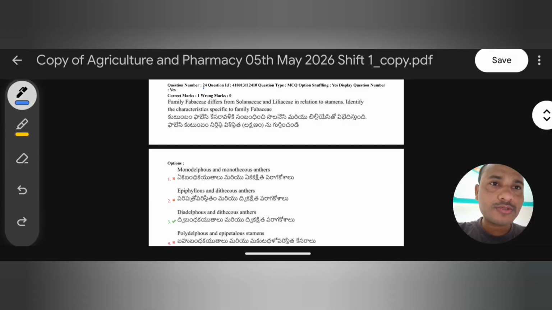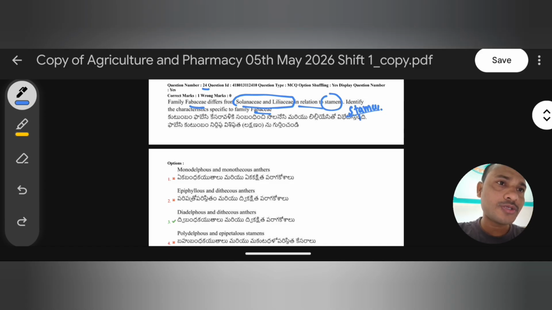Next one, 24th question. Family Fabaceae differs from Solanaceae and Liliaceae in relation to stamen. Identify the characteristics specific to family Fabaceae. We have to identify the family, and that family must differ from Solanaceae and Liliaceae. This question is completely in relation to stamen only.